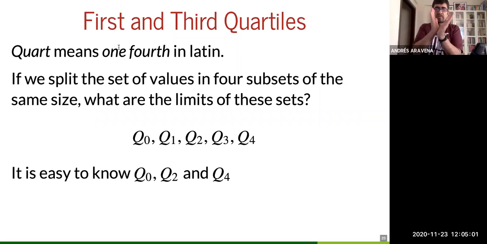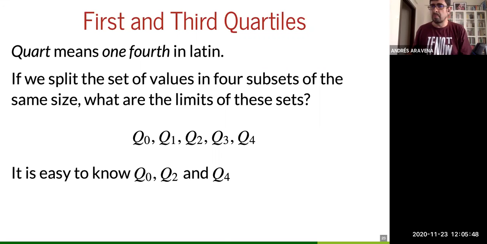When you divide by four, each part is called one quarter. For example, a quarter of an hour is one fourth of an hour. But what do they mean exactly? The idea is that you sort from minimum to maximum, and you know that, for example, for the median, 50% of the values are smaller than the median, and 50% are higher. Q1 is 25%: one quarter of the values are less than Q1, and three quarters are bigger.